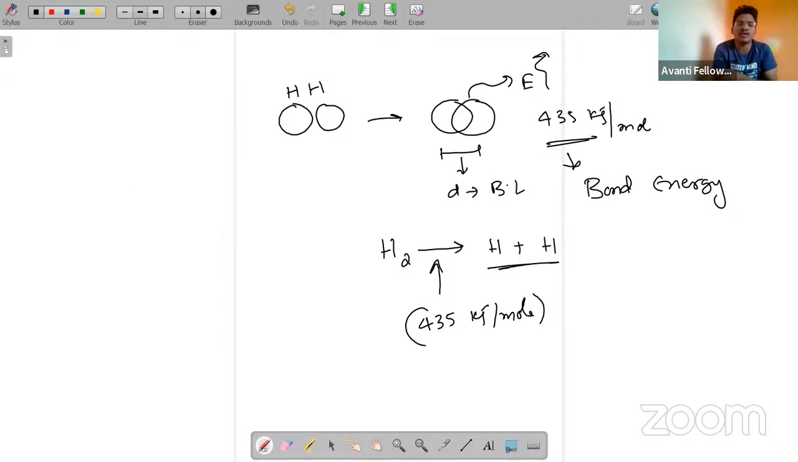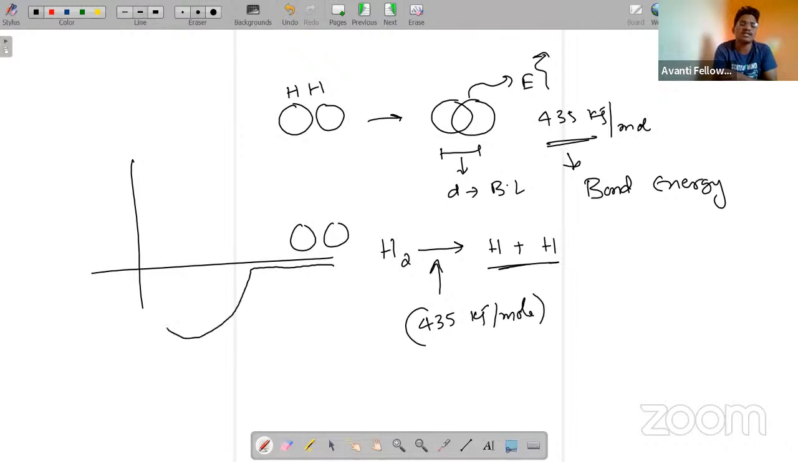How will the graph be plotted? The graph is very simple. When the two atoms are far from each other, the energy remains the same. But whenever bond formation takes place, the energy decreases. So this is minus 435.3 kilojoule per mole. What does this minus indicate? Release of energy. Whenever a bond forms, energy is released.